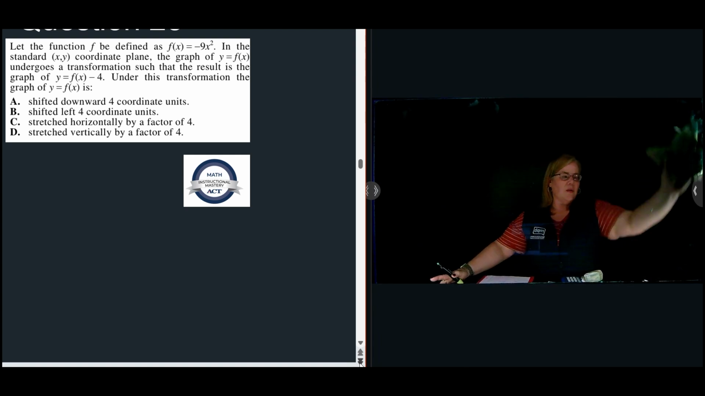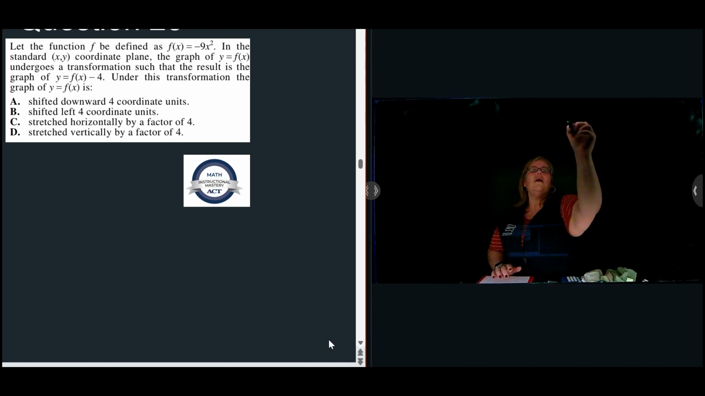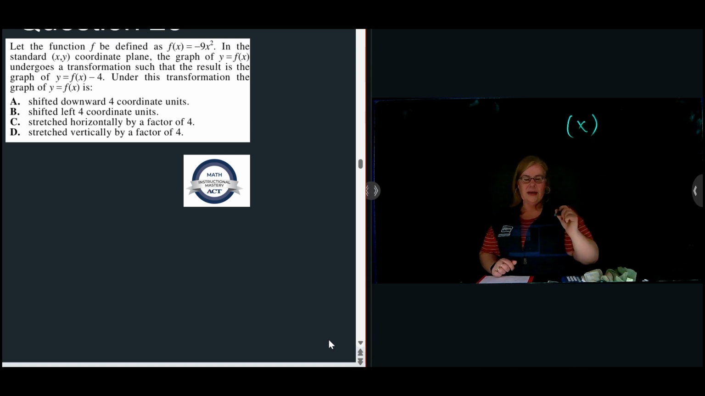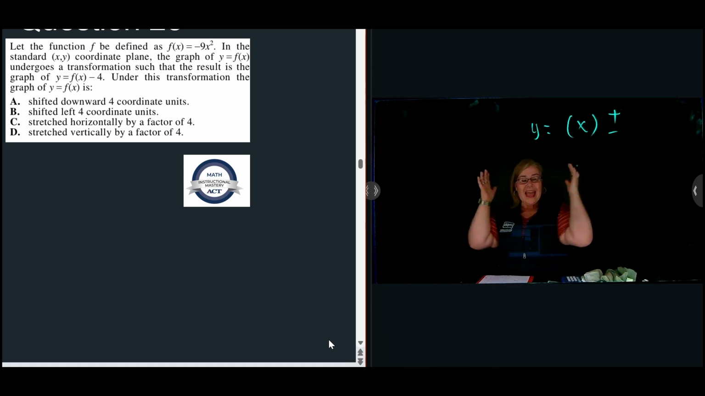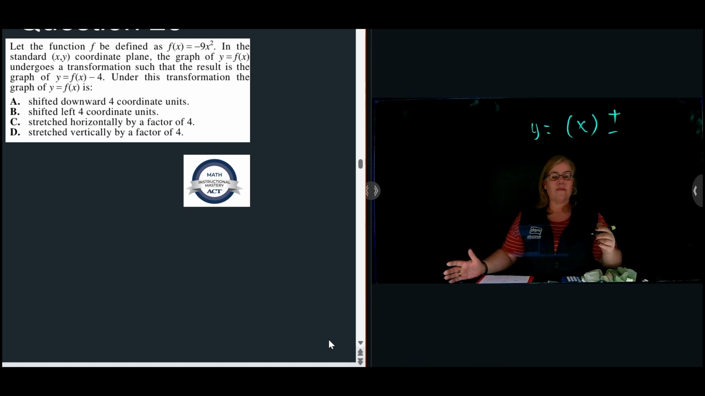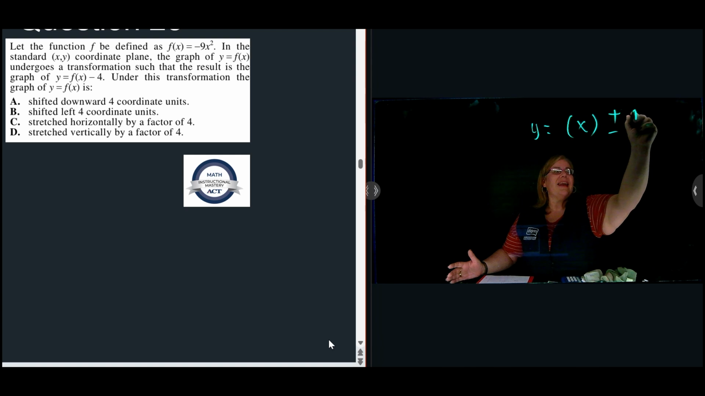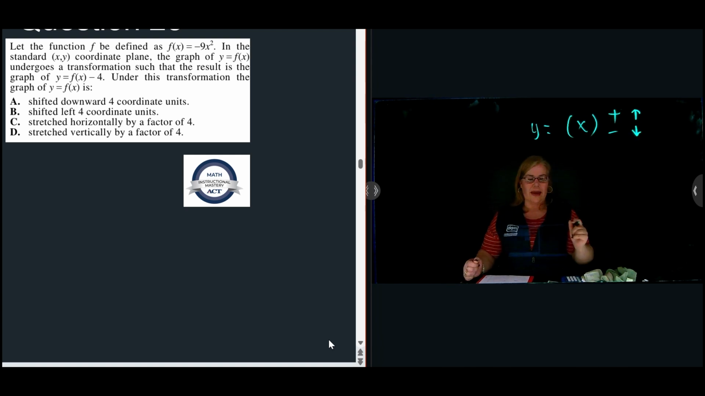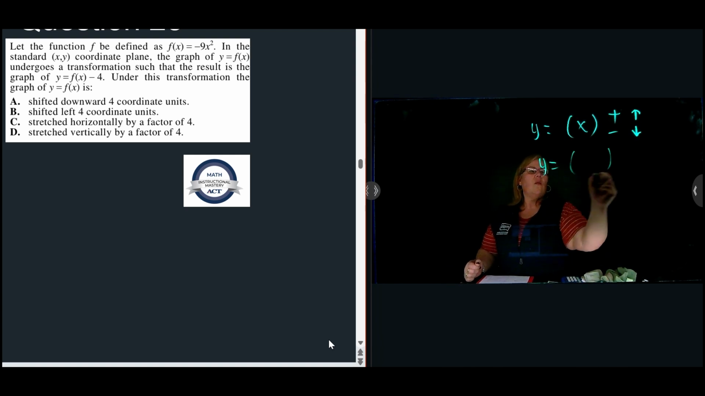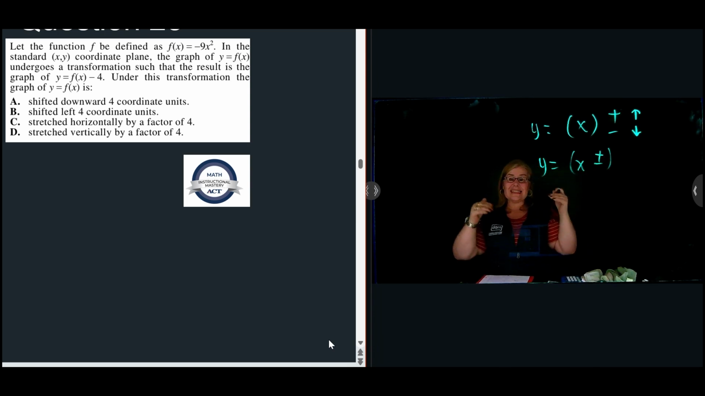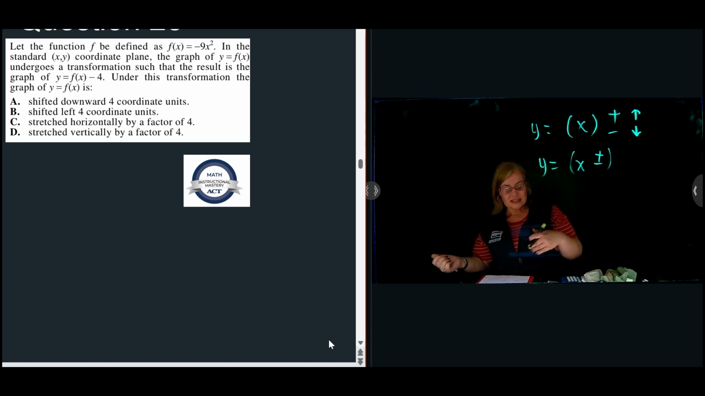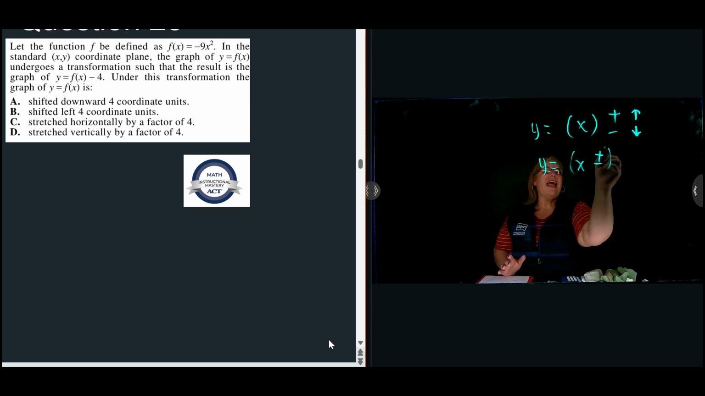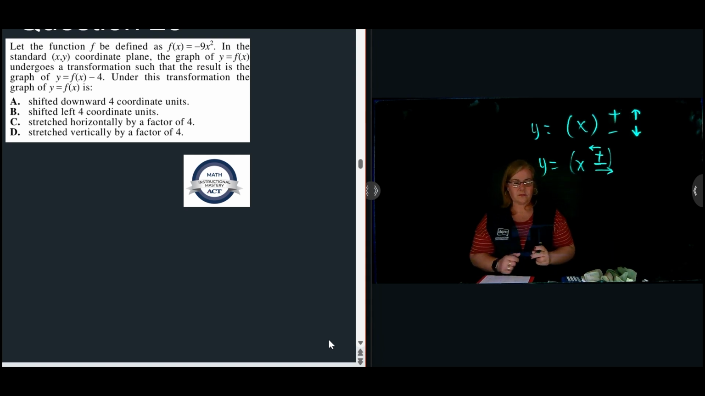Now, let's remember some things that we have learned about transformations. My x is inside, all right? Y equals. If I add or subtract on the outside of the parentheses, I am moving what? Up and down. If I add, I'm going to go up. If I subtract, I'm going to go down. Now, what happens when I add or subtract inside of that parentheses to my x? If I add something to my x or subtract something from my x. That's right. If I add, I'm going to go left. If I subtract, I'm going to go right.